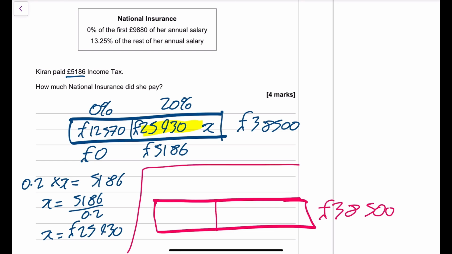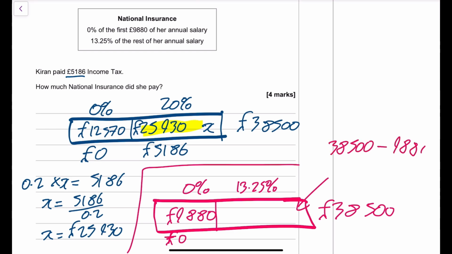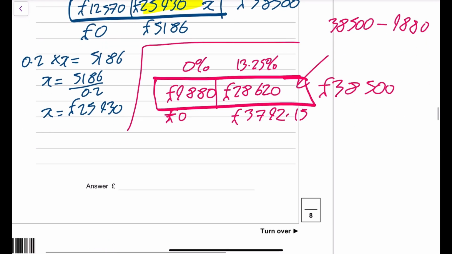And for the national insurance, the first 9,880, he pays nothing, so 0%. The next bit, he pays 13.25, so it's on the rest. So to get this thing here, I'll just do the working out here, 38,500 minus 9,880, which gives me 28,620. So you just do that and multiply by 0.1325. That was 13%. And that gives me 3792.15. Okay, and that is it.